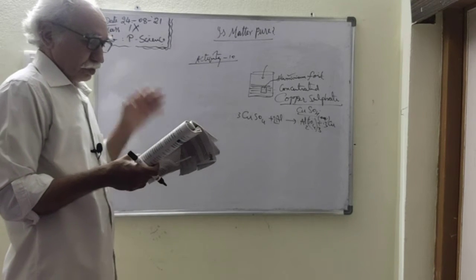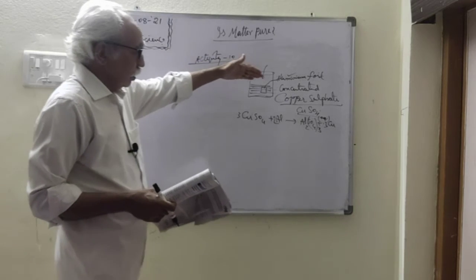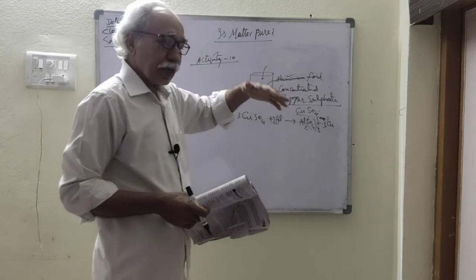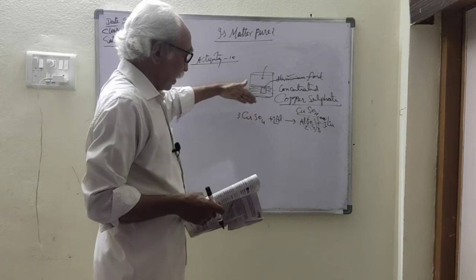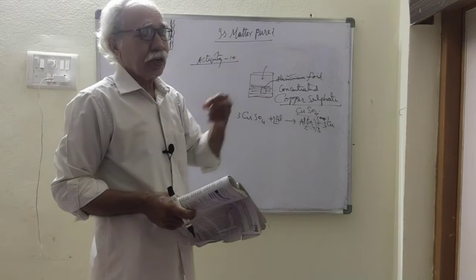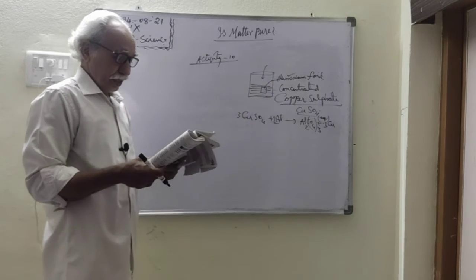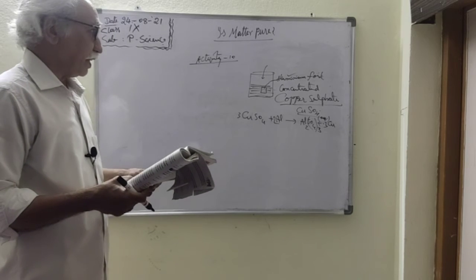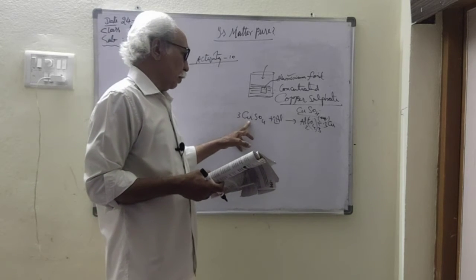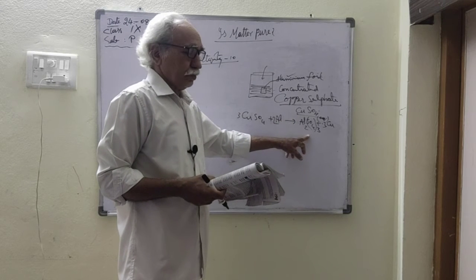After some time, the solution, which was blue, changes. You see, copper sulfate solution is a blue color solution. After the reaction, you find the solution losing its color. That is, the blue color disappears. It becomes colorless. So that indicates copper sulfate is blue, and when it changes to aluminum sulfate, it is colorless.